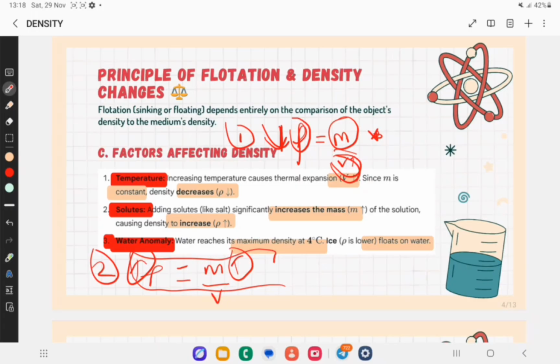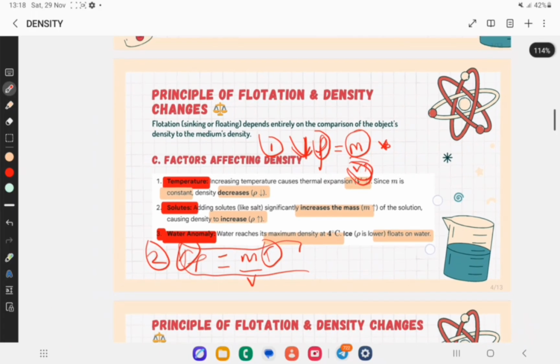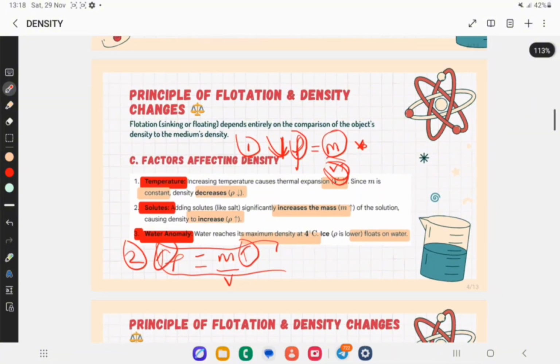So the third one is water anomaly. Water reaches maximum density at 4 degrees Celsius. Ice density is lower, so it floats on water. So just an easy one, right?